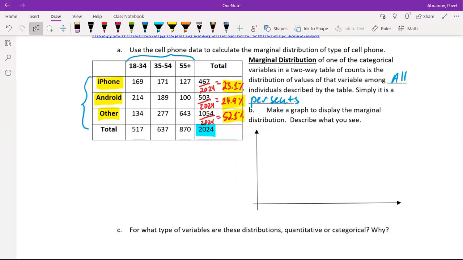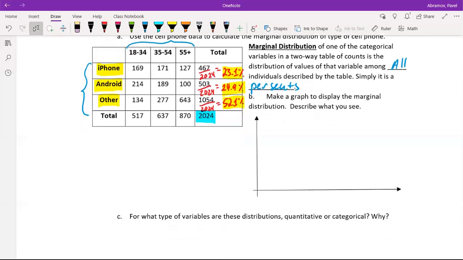Now we're going to make the graph of this distribution. We're going to make a basic bar graph. Remember, when you're making any kind of bar graph, you have to label your axis. So on the bottom, we will have a type of phone. And on the side, we will have our relative frequencies. Keep in mind that when we talk about percents, those are called relative frequencies, or we can just say percents. It doesn't really matter. So right now, I'm going to draw these bar graphs.